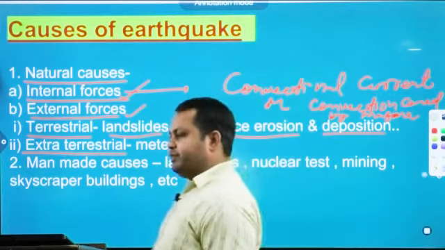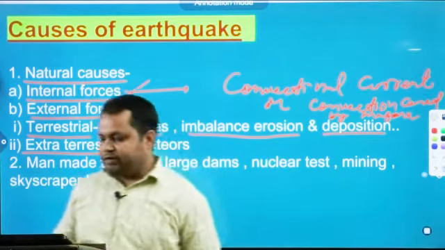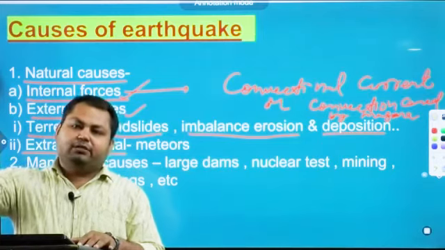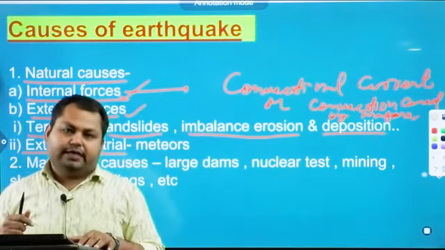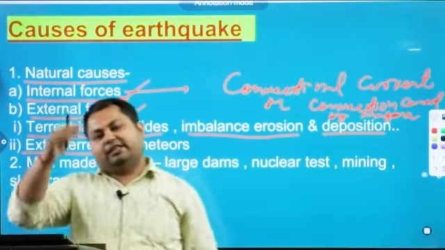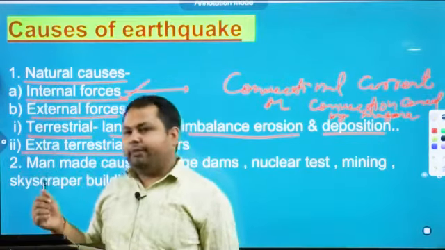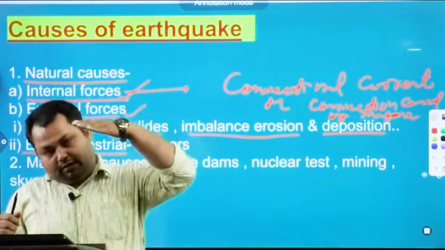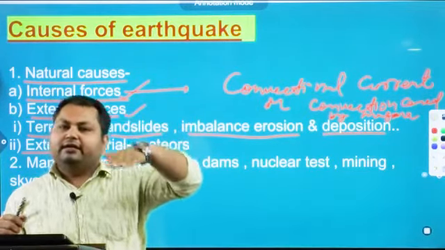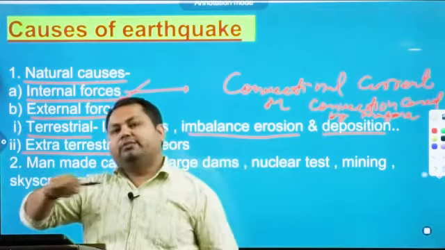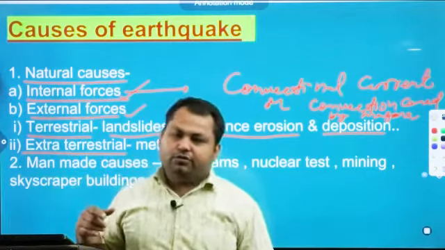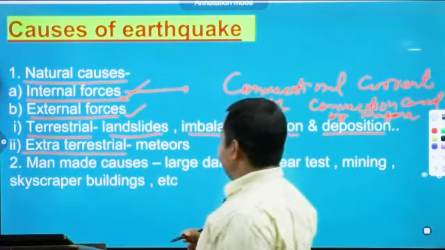Another factor is imbalance, erosion and deposition. Suppose from the Himalayan mountain system there is continuous erosion, and the eroded material is being deposited in Great Plains as well as in Bay of Bengal. In such circumstances, the Himalayan zone becomes comparatively lighter, and the plain as well as Bay of Bengal becomes heavier. So, there will be an imbalance like situation that also results into a factor of earthquake.